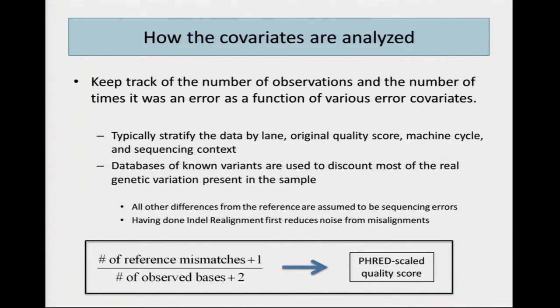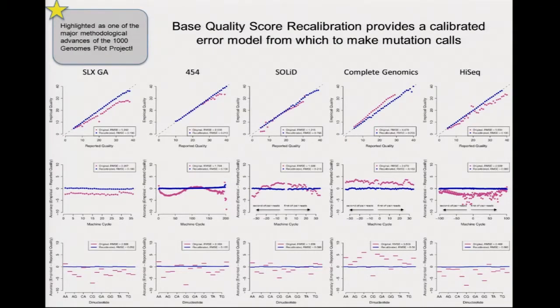Okay, so let's see what it really looks like. This is my favorite slide because it shows that, first of all, there's a lot of data, but it also shows that I'm not biased by any particular sequencing company because they're all pretty bad. I have purple dots and blue dots. The purple dots are the original data that came off the machine, the reported quality scores as they came off the machine, and the blue dots are after you've run it through this base quality score recalibration procedure.